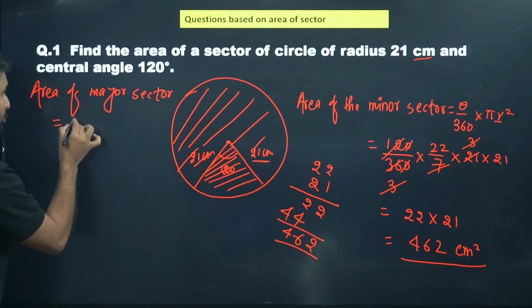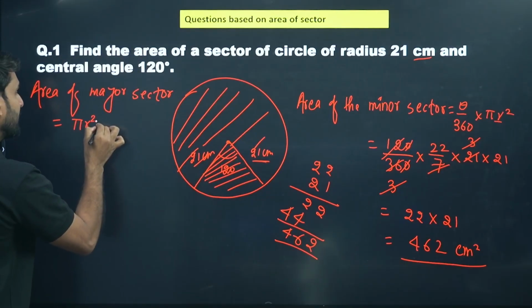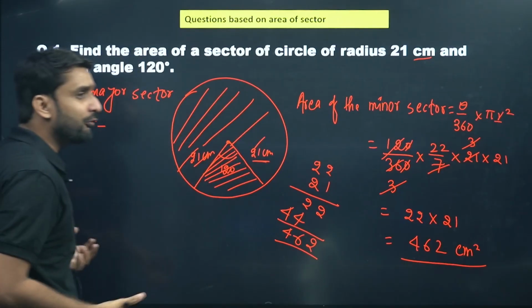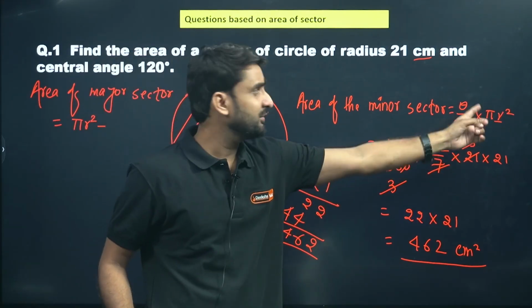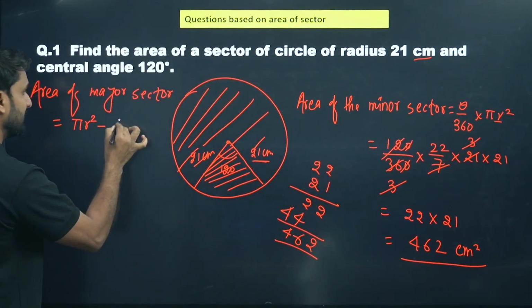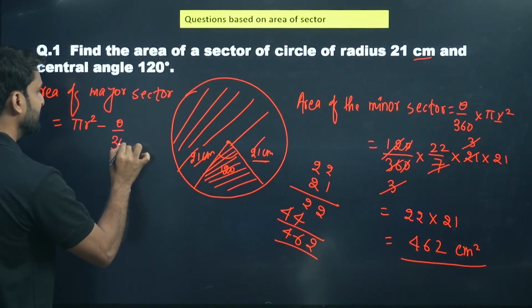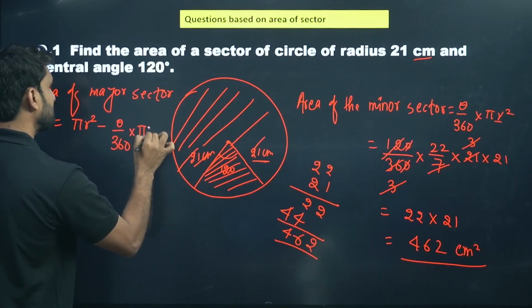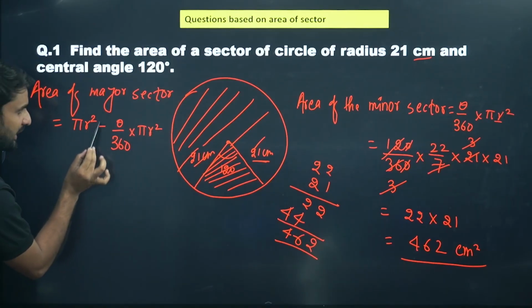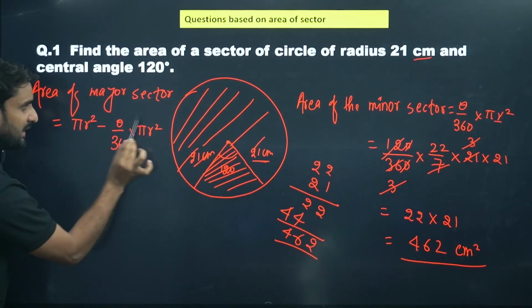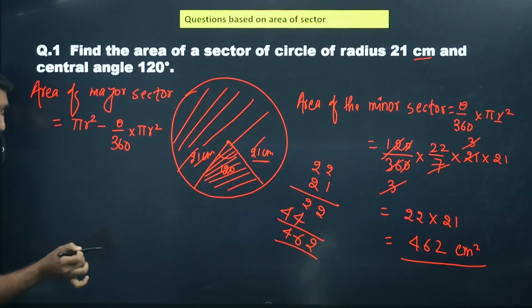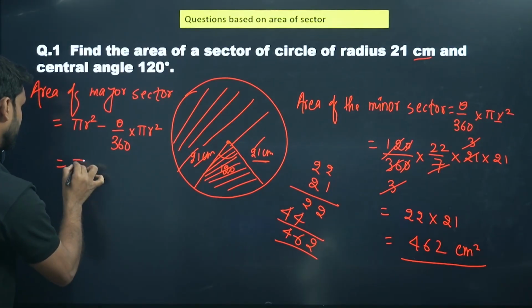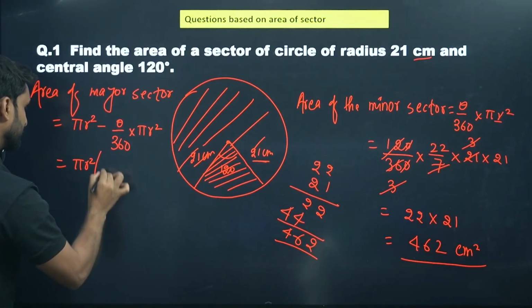So what can we do? Pi r square minus the area of what? Minor sector. And what is the formula of area of minor sector? We can write theta by 360 pi r square. Look at this function. This is pi r square, and here pi r square is also there. So we can take pi r square as common. Okay, so what are we getting?